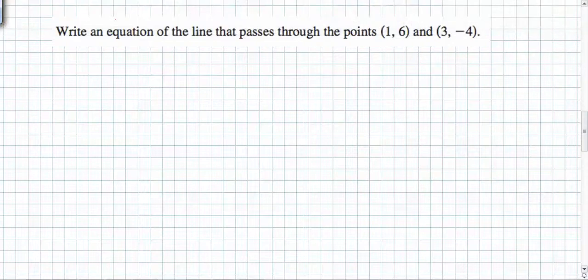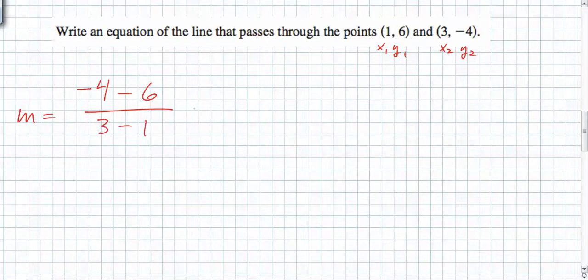So first we're going to find the slope. If it helps, you can call that x1, y1, and this x2, y2. So we're going to have negative 4 minus 6, this is our slope, m, over 3 minus 1. It's going to be negative 10 over 2, which is negative 5.